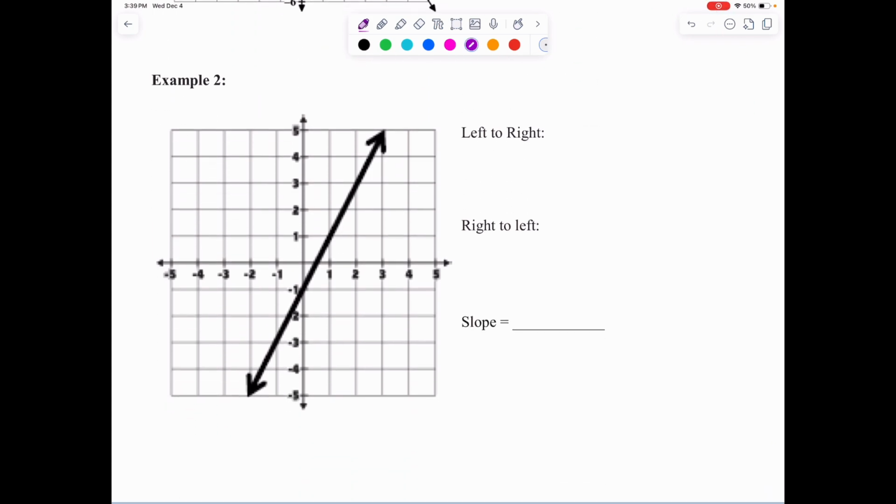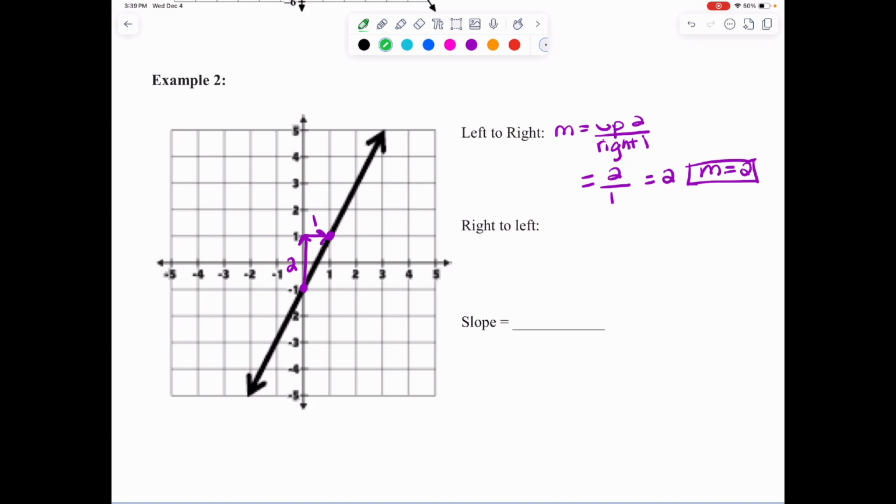I'm going to pick 2 points with you again because this is an example. So 0, negative 1. You're going to go up 2 and to the right 1 to get to the next point I picked at 1, 1. So for my slope, I have up 2. On the bottom, I have right 1. Up 2 would be a positive 2. Right 1 would be a positive 1. So this is 2. I have a slope of 2 when I read it from left to right.